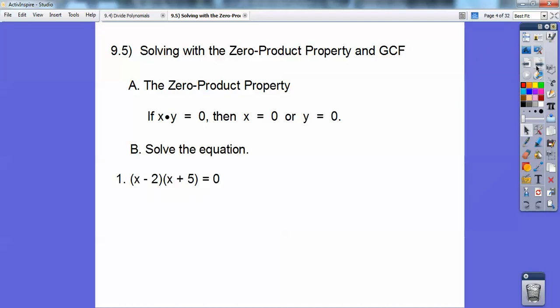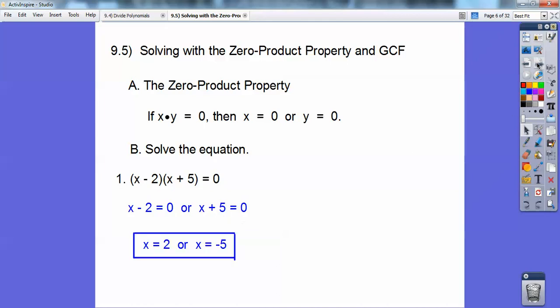So solve the equation. Here I have this quantity times this quantity equals zero. By the zero product property, I can set x minus 2 equal to 0 and set x plus 5 equal to 0 and solve. Here I'm going to go plus 2, plus 2. Here I'm going to go minus 5, minus 5. And you get x equals 2 or negative 5.